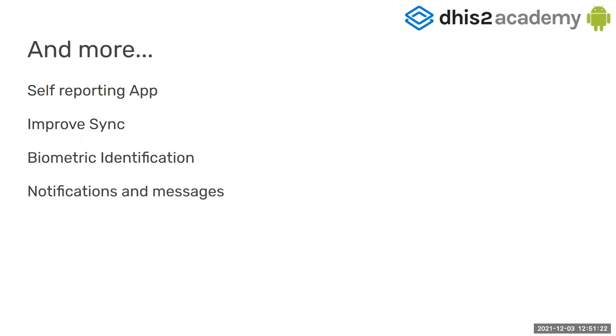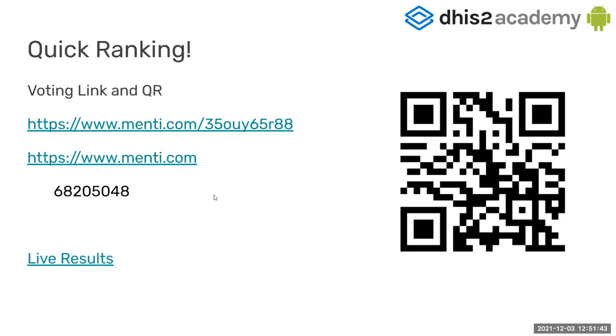And the last one is to include notifications in the app and the message service of the HIS2, so that you can send messages to your users using the Android application, or you get notifications in the app telling you have an event scheduled for tomorrow or an overdue event. So these are notifications and messages. So these 10 things that I have explained, we would like you to go to this link.